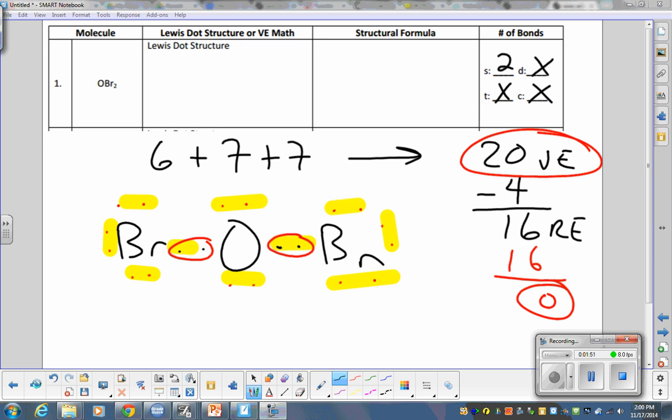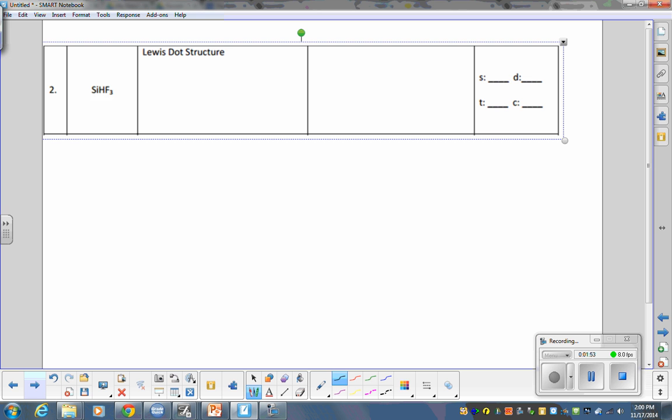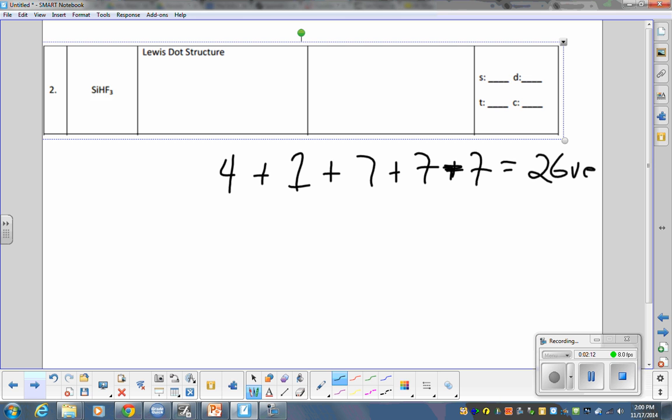Next. So I'm going to go here. SiHF3. So when I go to do it, I total the electrons. Si has 4, hydrogen has 1, and then 7 plus 7 plus 7 for all the fluorines. I'm going to end up with 26 valence electrons. I'm going to go Si in the middle. I'm going to connect them all with the skeleton structure.